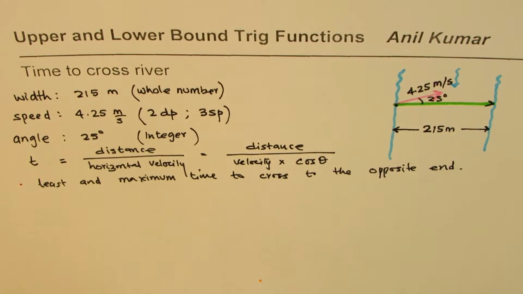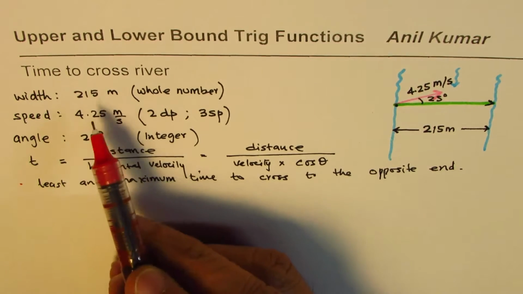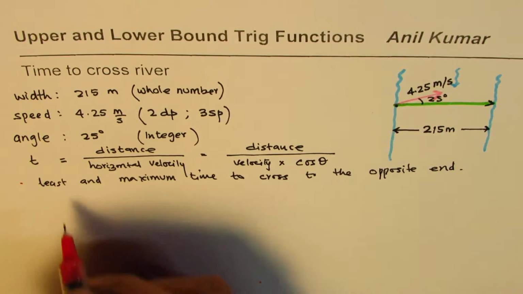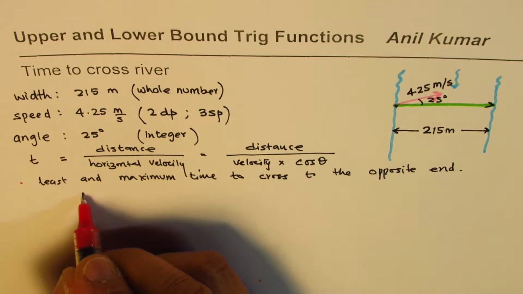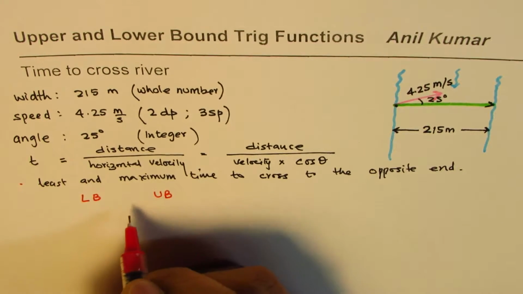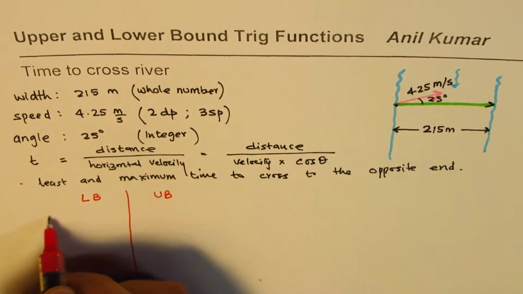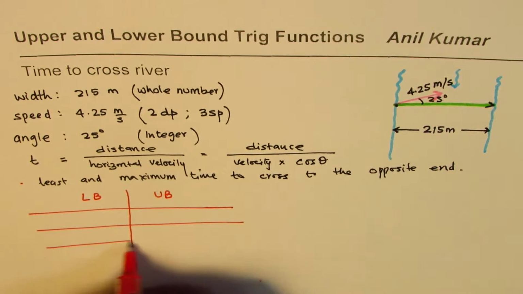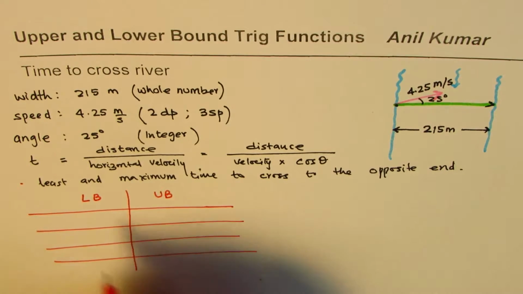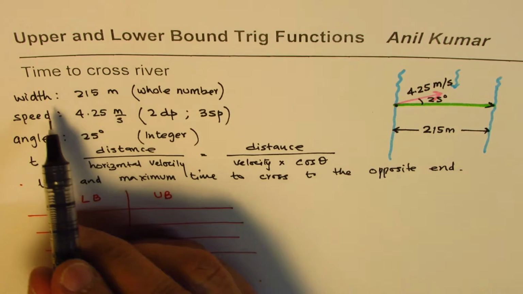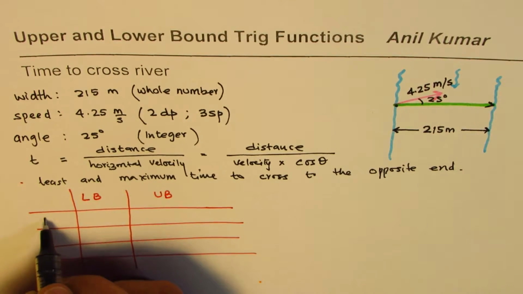How do we do it? Let us find the upper bound and the lower bound for all these three parameters which are given to us, right? So we'll write the lower bound and upper bound for the values which we are given. We have three things here, okay. So we'll make three columns. First, let's talk about width. Let's say width, W.